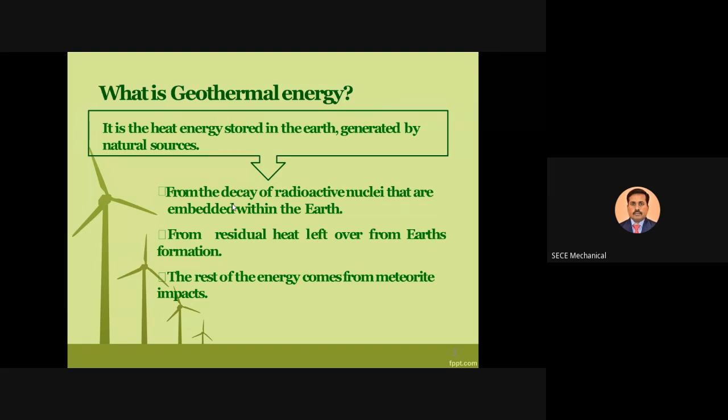We can see a lot of volcanoes in Indonesia and the other countries. So in volcanic areas, mostly this kind of heat energy is present in the earth. That heat energy can be utilized for generation of power. So how can we generate the power? Water should be sent into that area and the heat captured, and the water is converted into steam. That steam can be used for power generation.